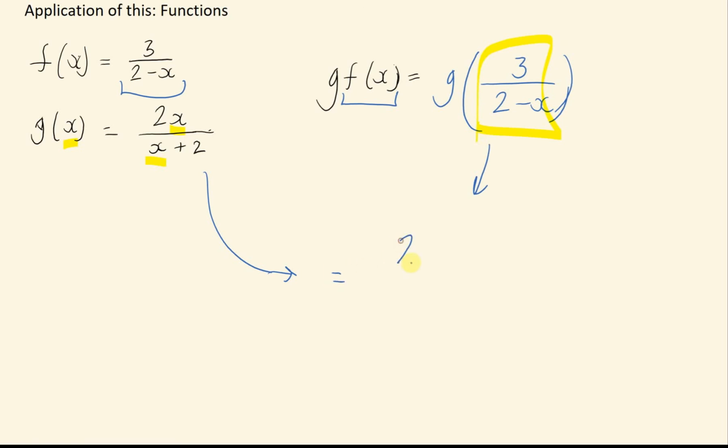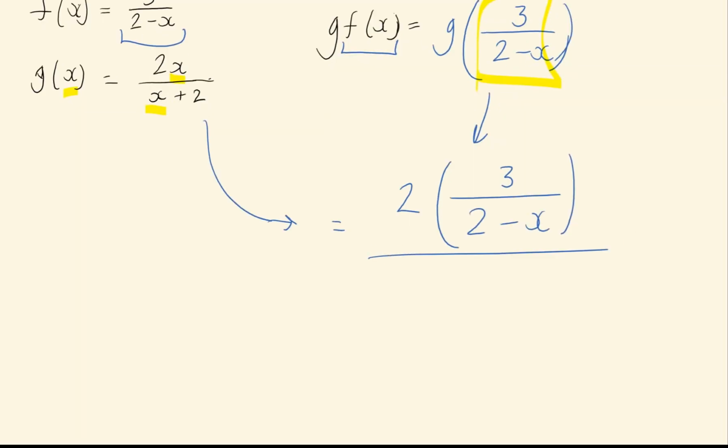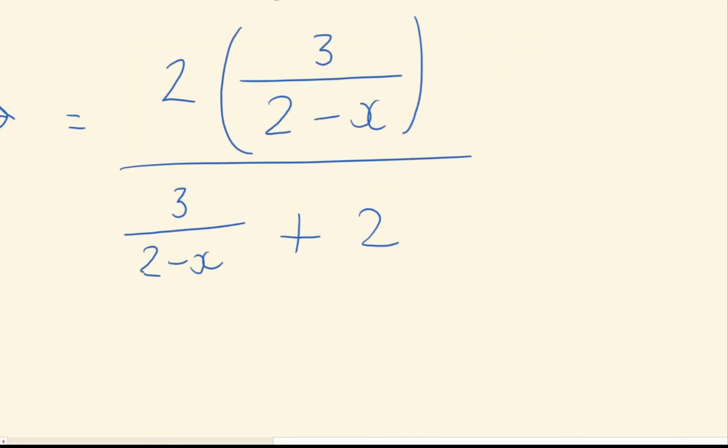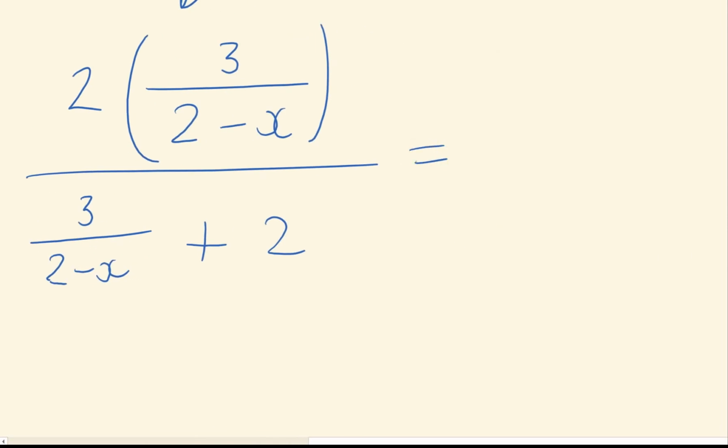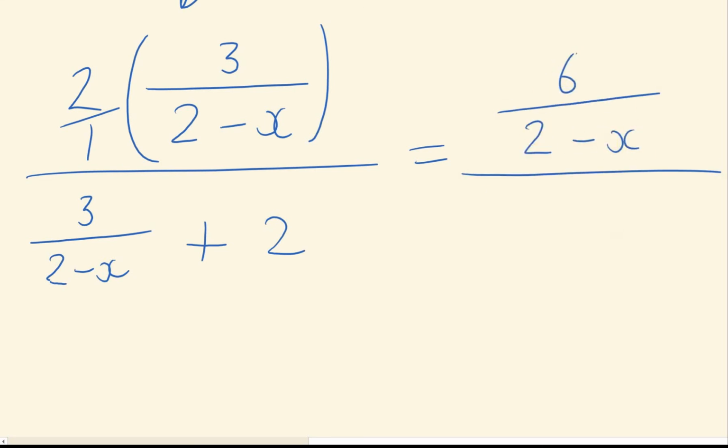So that will equal 2 times, not x, but 3 over 2 minus x, all over, and then it's going to be 3 over 2 minus x plus 2. So yeah, I've copied this down. Anywhere I see an x, I plug this in instead. Now we need to simplify this down. We need to clean it up. First step, expand on the top is fairly straightforward. This 2 is basically 2 over 1, and then we times likely times fractions. So that will just be 6 over 2 minus x.